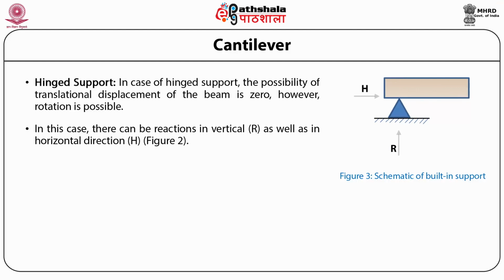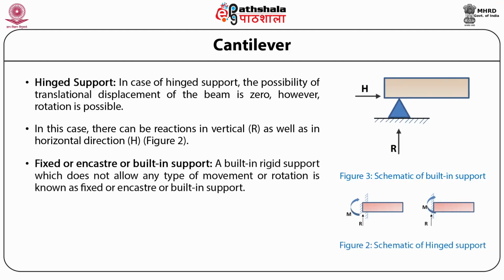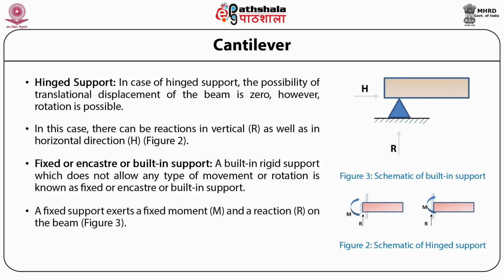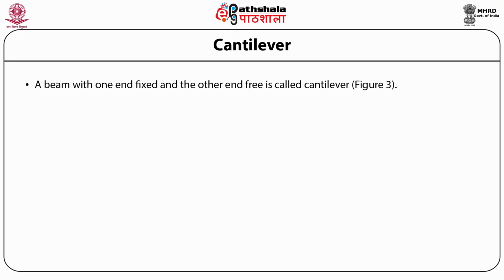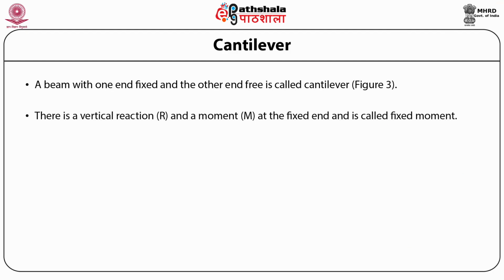The next support is the fixed or encastre or built-in support. A built-in rigid support which does not allow any type of movement or rotation is called a fixed or encastre support. A fixed support exerts a fixed moment, that is M, which you can see in the figure, and a reaction which is represented by R on the beam. So a beam with one end fixed and the other end free is called a cantilever, and there is a vertical reaction R and a moment M at the fixed end, called the fixed moment.